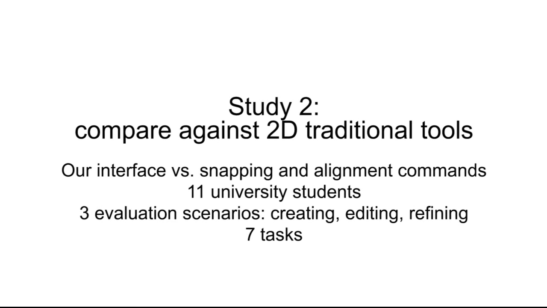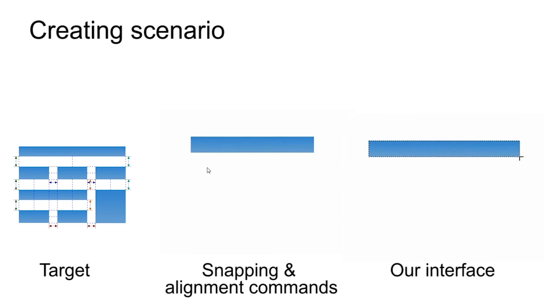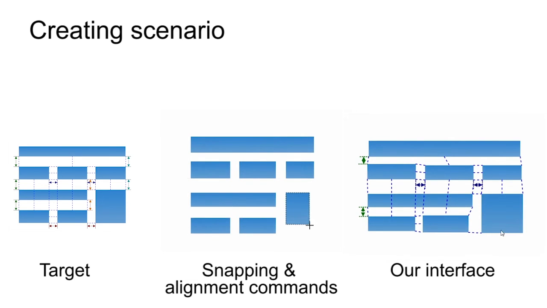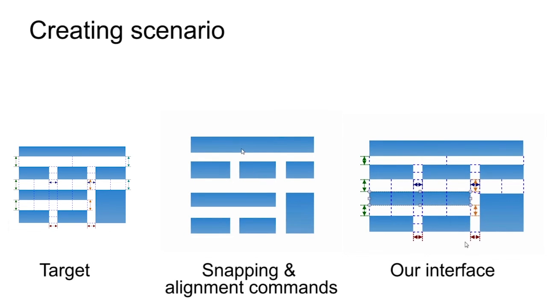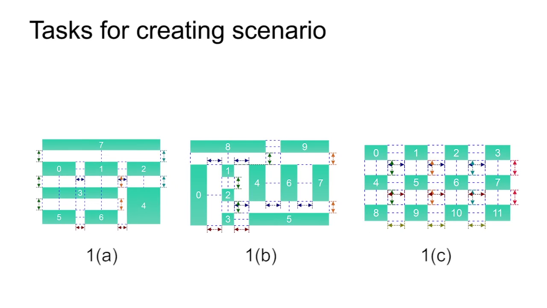The Study 2 aimed to compare our interface with snapping and alignment commands when editing 2D layouts. 3 evaluation scenarios were included in this study. The first evaluation scenario is the creating scenario. In this scenario, the participants needed to create a target layout from scratch. 3 tasks were tested.